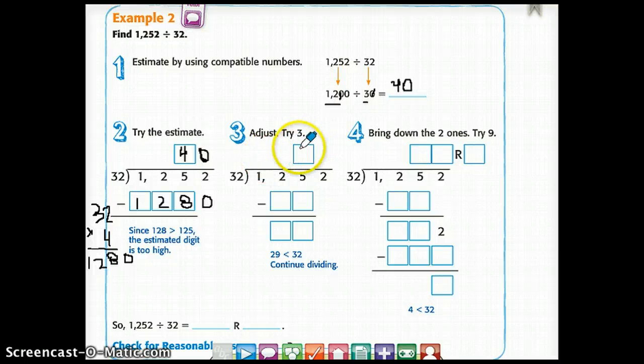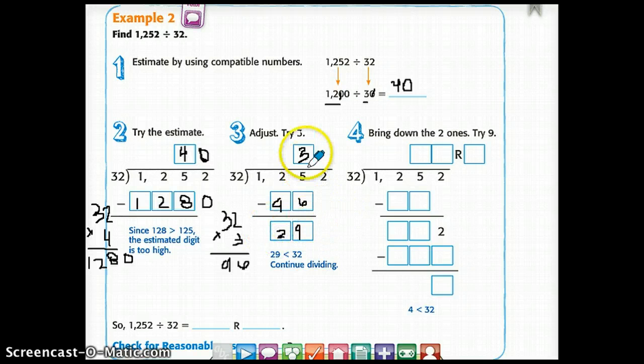So I'm going to go ahead and try 3 as the first digit of my quotient to see if it's in the 30s. Now if I did 32 times 3, I can do that off to the side. My first step would be 2 times 3, which would give me 6. And then 3 times 3, which would be 9. So I would have 96 here. Now 125 minus 96 is going to give me 29. I know that 29 is smaller than 32, so we're good.